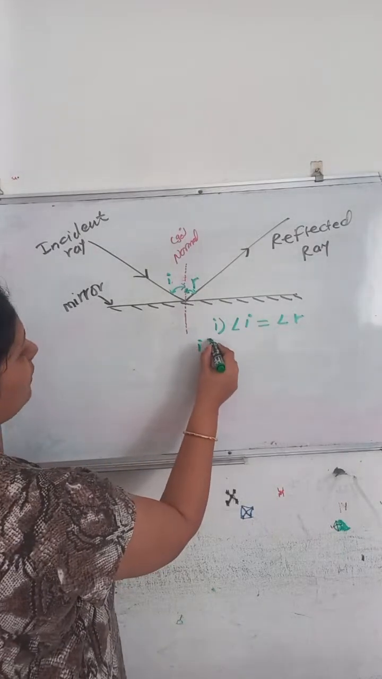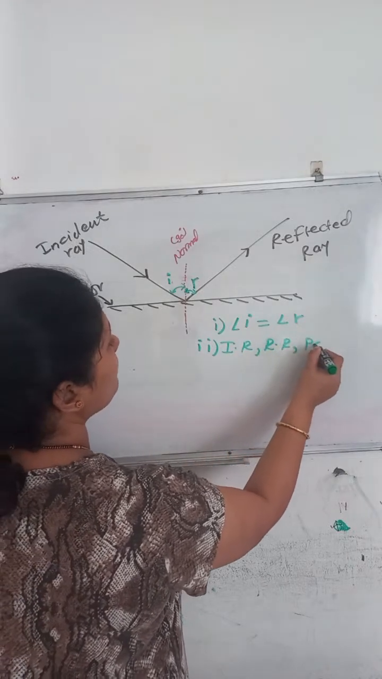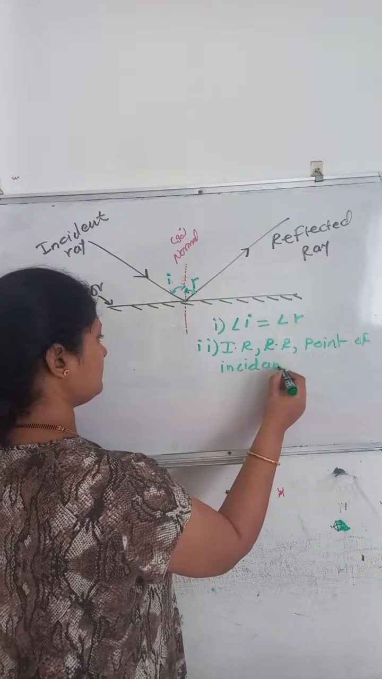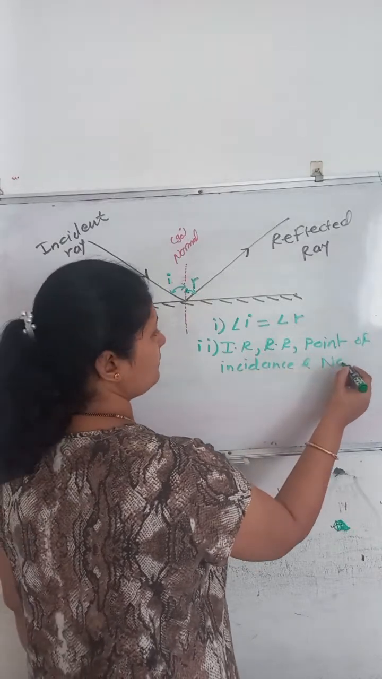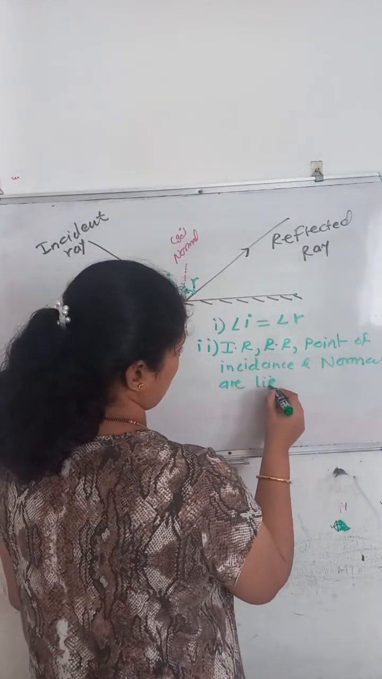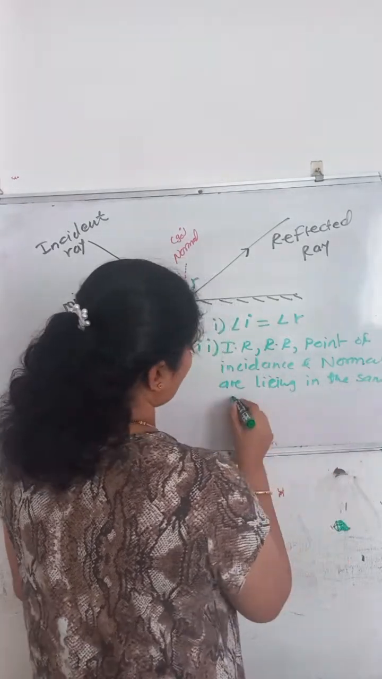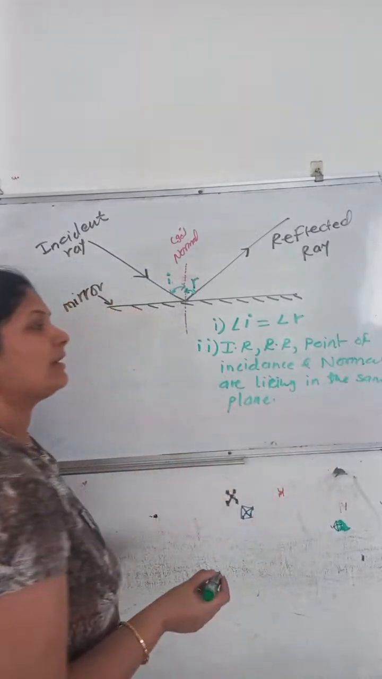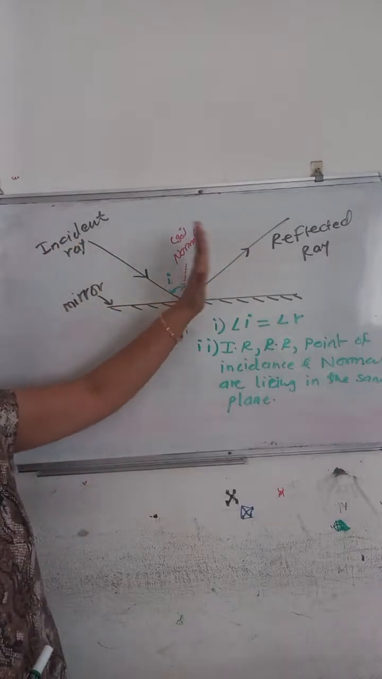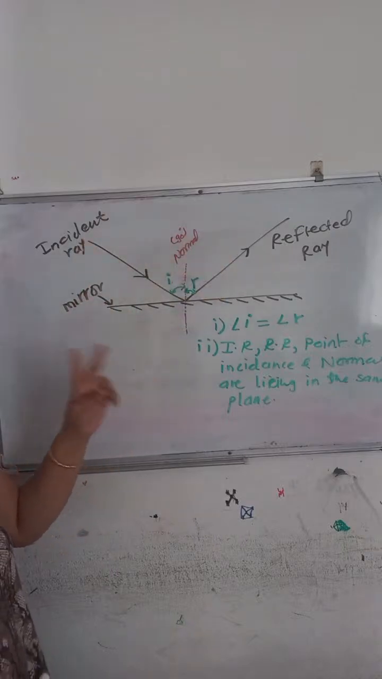Second point is what? Incident ray, reflected ray, point of incidence and normal are lying in the same plane. Getting? So these are the two laws. The incident ray, reflected ray, normal and the point of incidence are lying in the same plane. This is the second law.